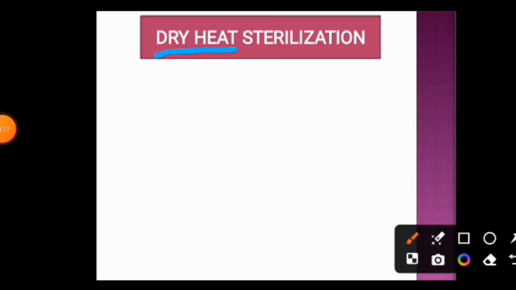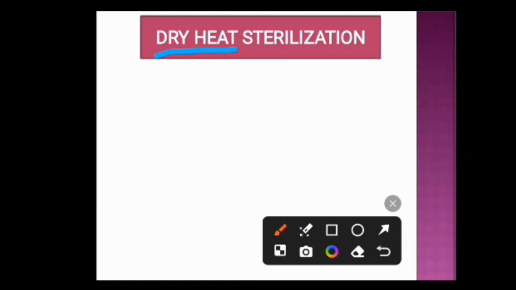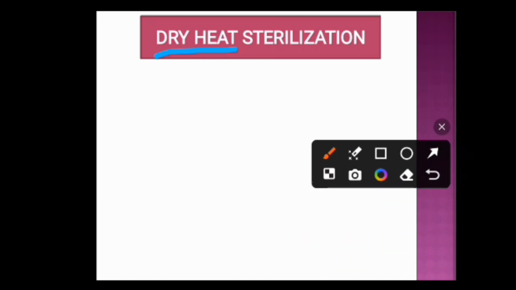Now we will discuss dry heat sterilization. So from the name, that is dry heat, the heat is applied to sterilize the particles or materials. And in this dry heat, no moisture and steam play a role for the sterilization purpose.